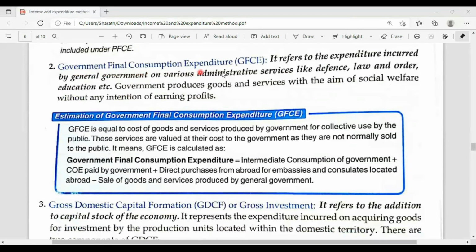Number 2, government final consumption expenditure. These are the expenditure incurred by the general government on their various administrative services. Government will have different varieties of administrative services, and they also produce certain goods and services for the sake of welfare. Those kinds of expenses come under government final consumption expenditure. Administrative services like defense, law and order, education, healthcare, everything will be coming under the category of government final consumption expenditure.